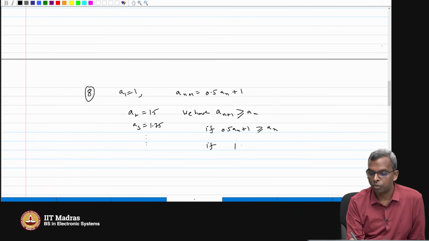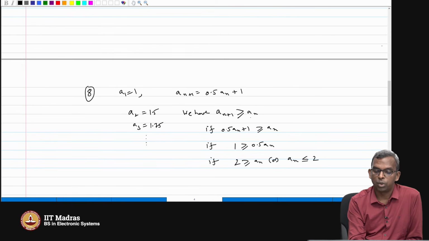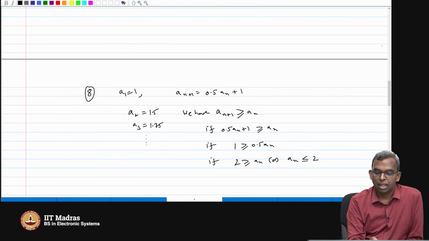So if this is true, if 1 is greater than or equal to a_n minus 0.5 a_n, which is 0.5 a_n, which is true if, writing this 0.5 to this side, 2 is greater than or equal to a_n, or a_n is less than or equal to 2. So, as long as a_n is less than or equal to 2, I am going to have a_{n+1} greater than or equal to a_n. So it is going to be monotonically increasing: 1, 1.5, 1.75, etc. Now, that I have shown.